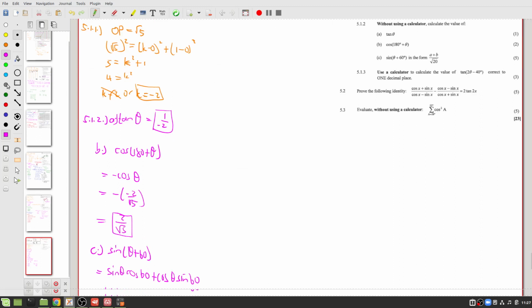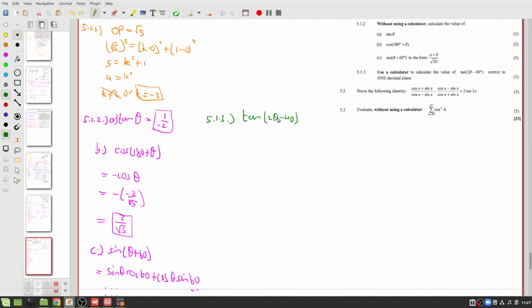Now 5.1.3. So use a calculator this time to calculate the value of tan of 2 theta minus 40. Alright. So tan of 2 theta minus 40. So first thing I see is I think we probably need to work out the value of theta first, and then we can just type that in our calculator.